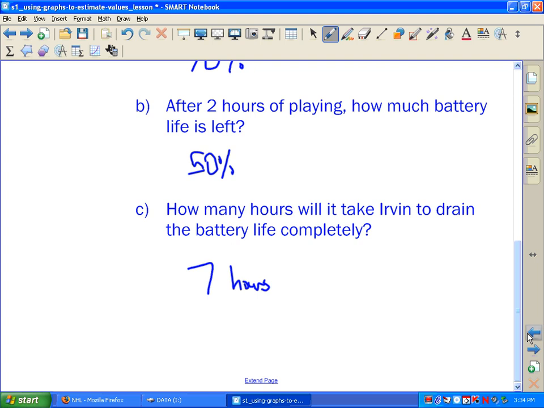The title of today's lesson is Using Graphs to Estimate Values. That's what we're doing. We're giving an estimate.